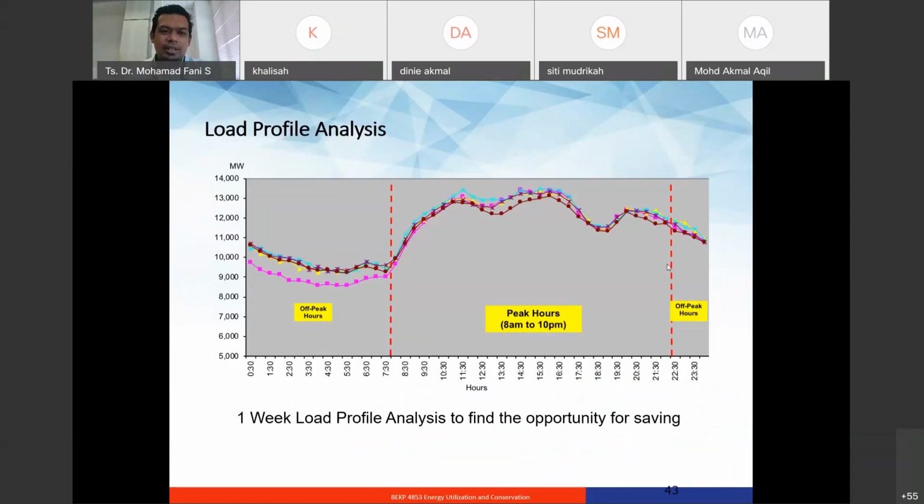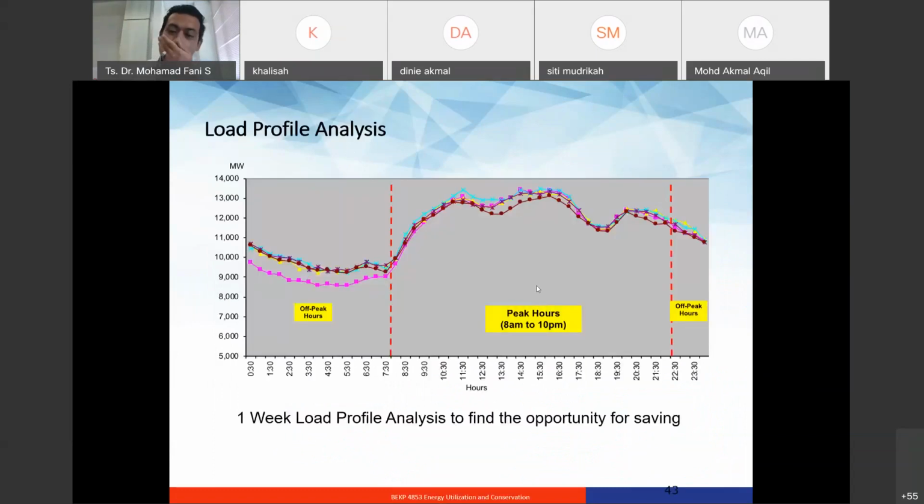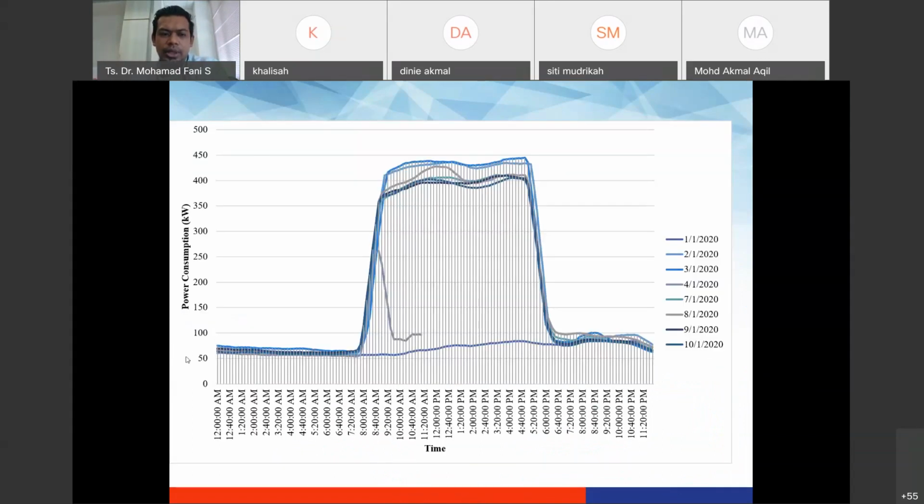Okay, load data profile. So data analysis, losses and process equipment. For example, a 1 week load profile, we come out with the load profile analysis. From here we get the power consumption for 7 days, 1 week. So what analysis can we do for this kind of profile?